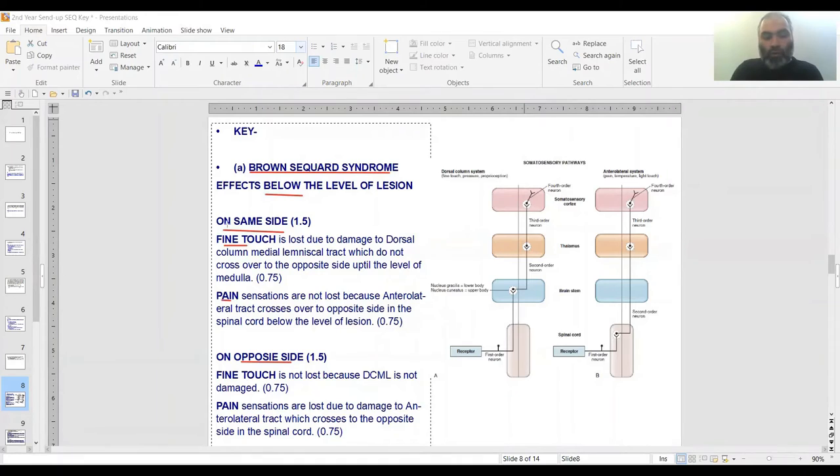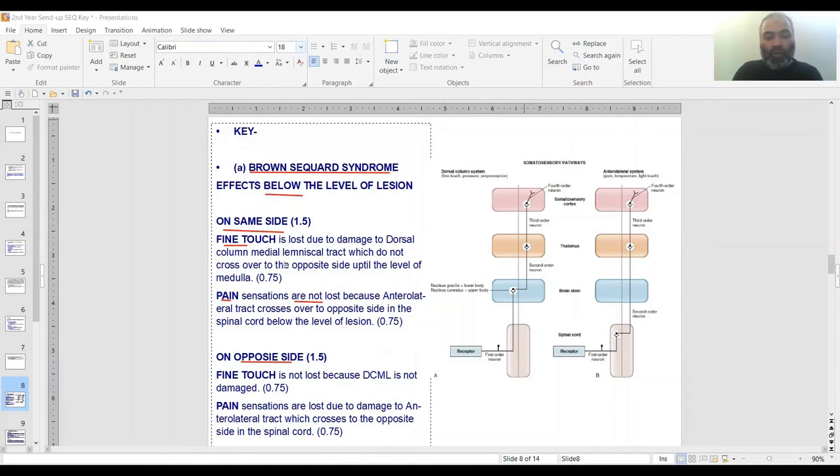So as you know, on the same side, fine touch is lost because the DCMLS does not decussate at the level of entry. It decussates at the level of medulla. So fine touch is lost on the same side. Pain, however, crosses over, so pain is not lost from this side.